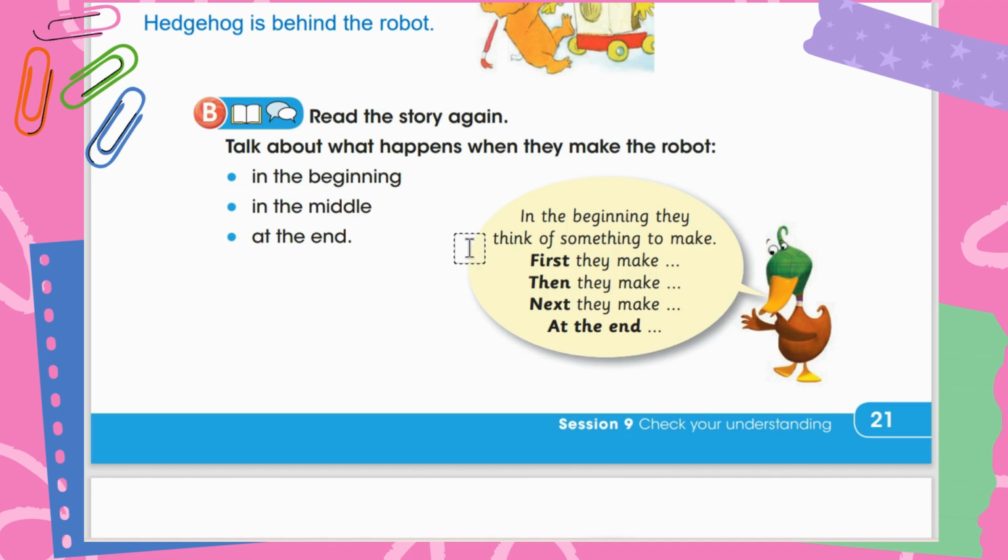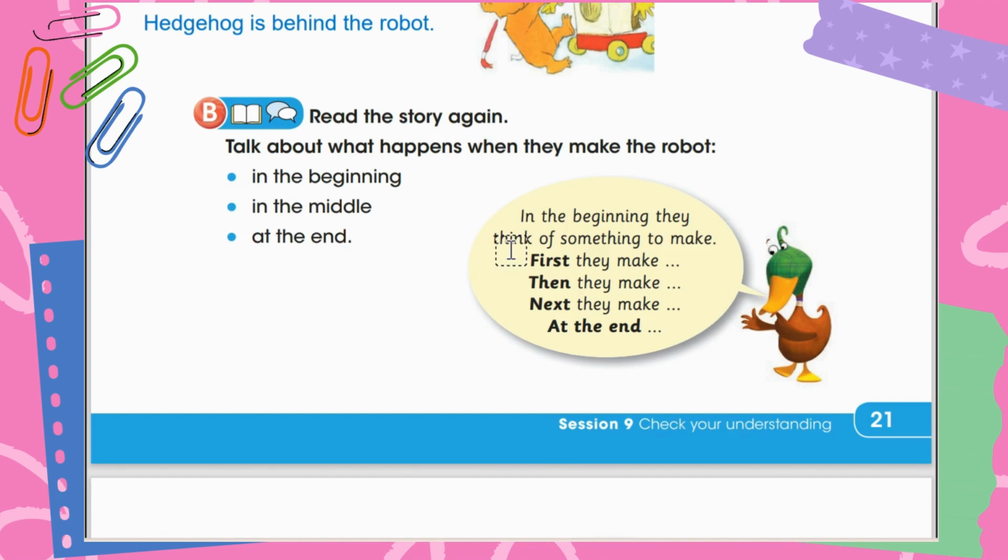I hope you can do this. It is all related to the story. You don't need to write this, you just need to recall what happened. In the beginning, they started to think to make something. They thought to make the robot, and first they made the robot's head, then the robot's arm, and next they wanted to paint the robot. While the bear was painting the robot, the hedgehog hid behind the robot and scared the bear. Understand? This is very easy. I think you can do it if you have gone through my lesson number 8.